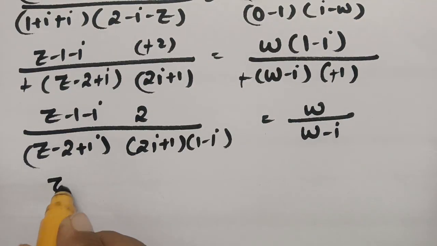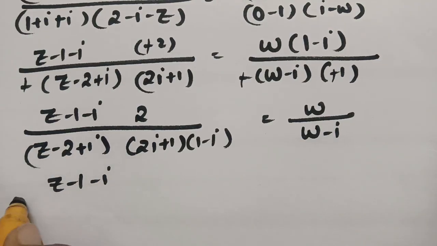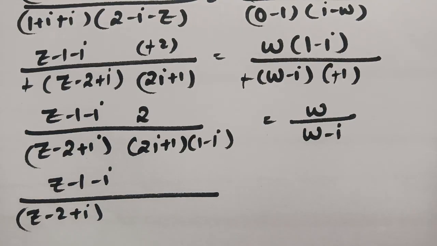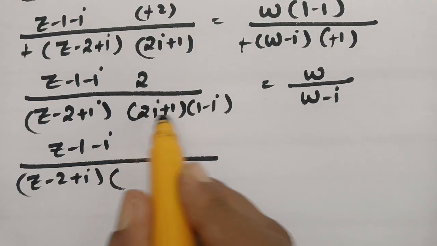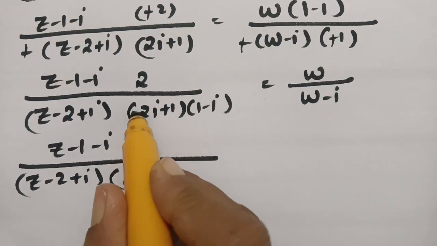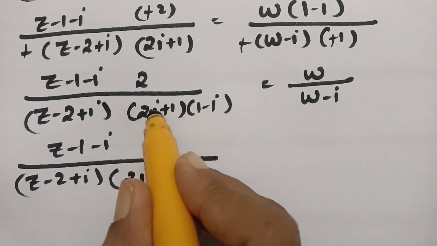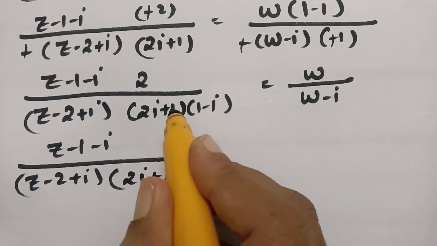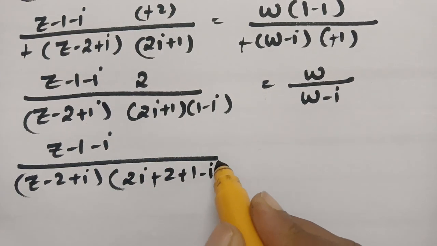Clear? So this is z minus 1 minus i divided by z minus 2 plus i, into, if I multiply, see here, this will be 2i. And if you see, this is minus 2, i squared is minus 1, plus 1. So if I multiply, this is plus 1. If I multiply, this is minus i.